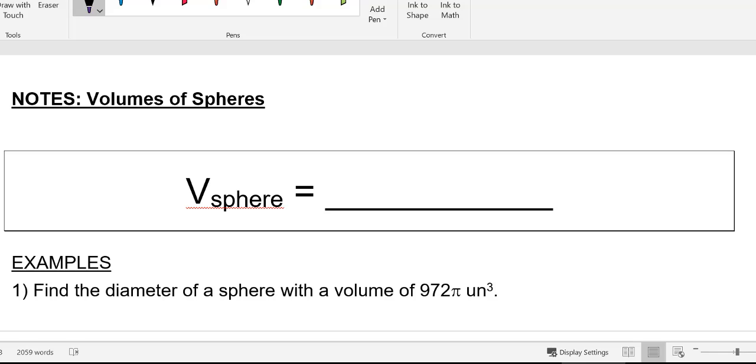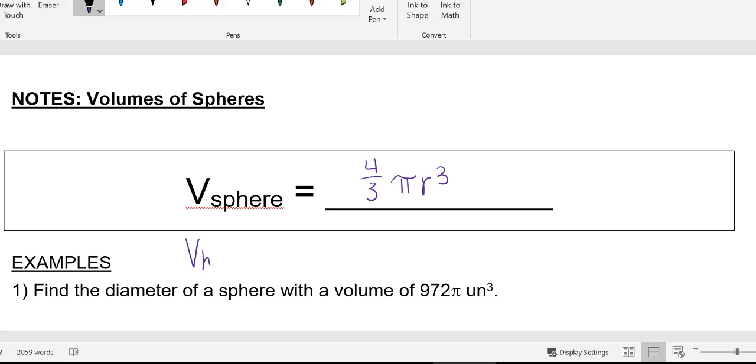All right, last day of notes for volume. We are talking about a sphere. Our volume of a sphere is 4/3 pi r cubed. Something also that might be helpful is our volume of a hemisphere. You can find that volume of a sphere and then just divide by 2. But you can also use your formula of 2/3 pi r cubed, right? 2/3 is half of 4/3.